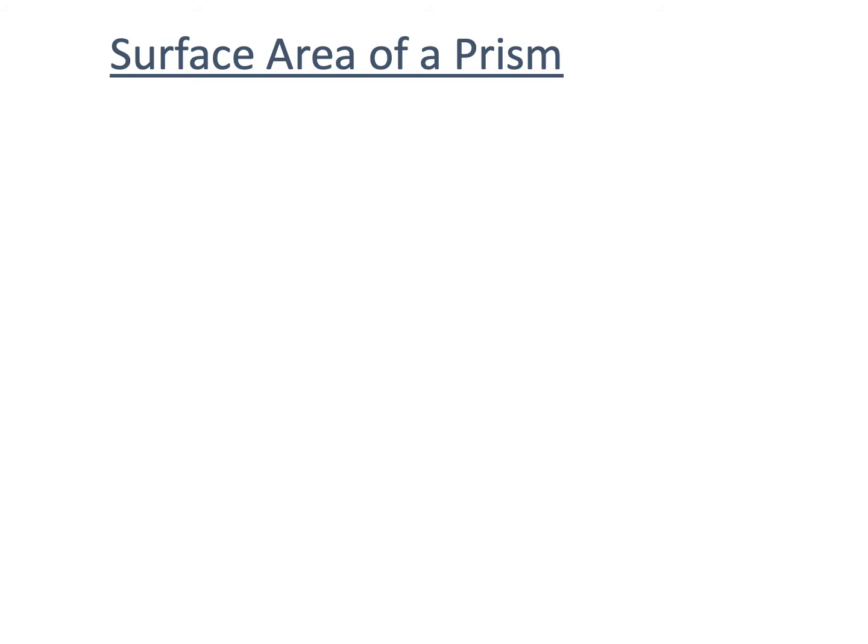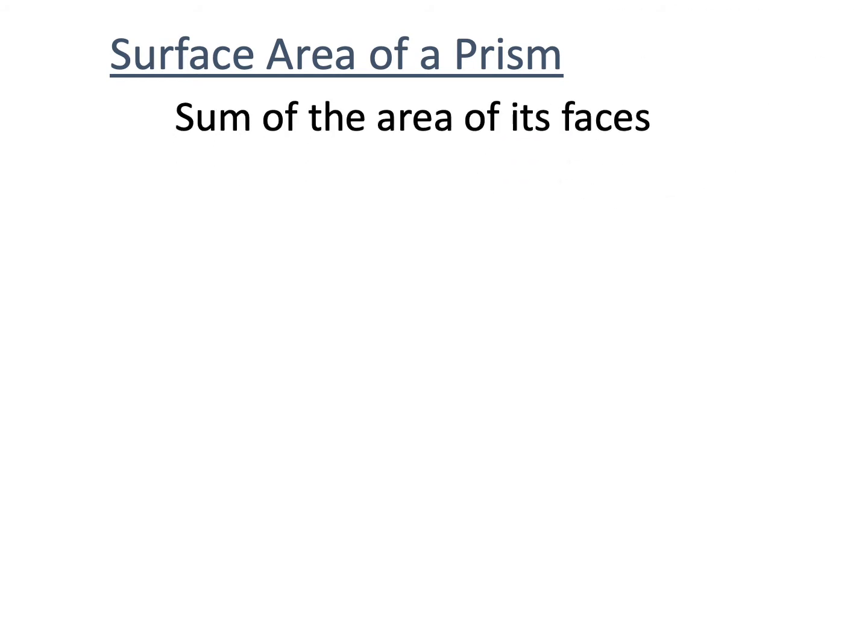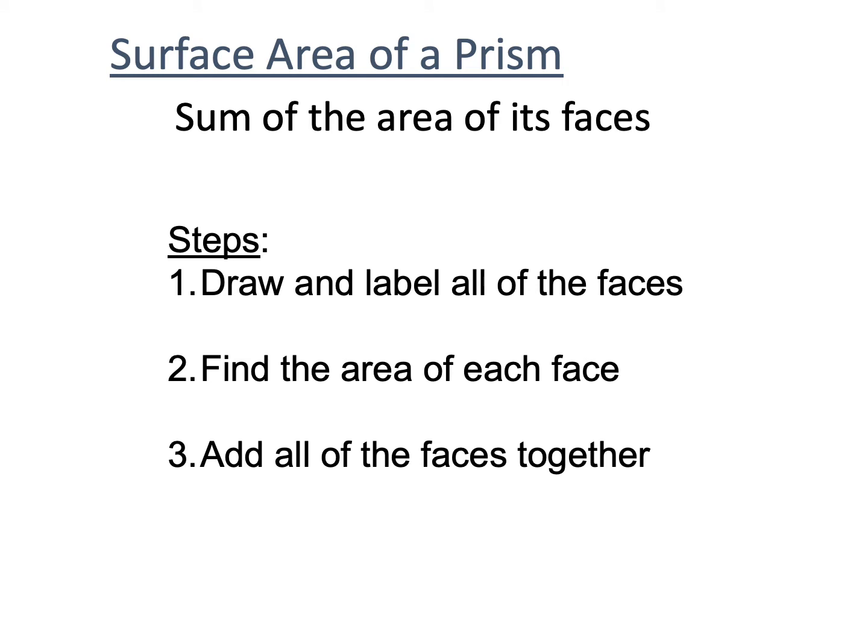So the surface area of a prism is basically the sum of the area of each one of its faces. To find this, you want to draw and label all the faces, find the area of each one, and add all the faces together. Here we have a cube. A cube is basically a three-dimensional square, and it's got a side of 3 meters. So we want to figure out, are all the faces the same? The answer is yes, because it's a cube. We want to know how many faces there are: 1, 2, 3, 4, 5, 6 faces.